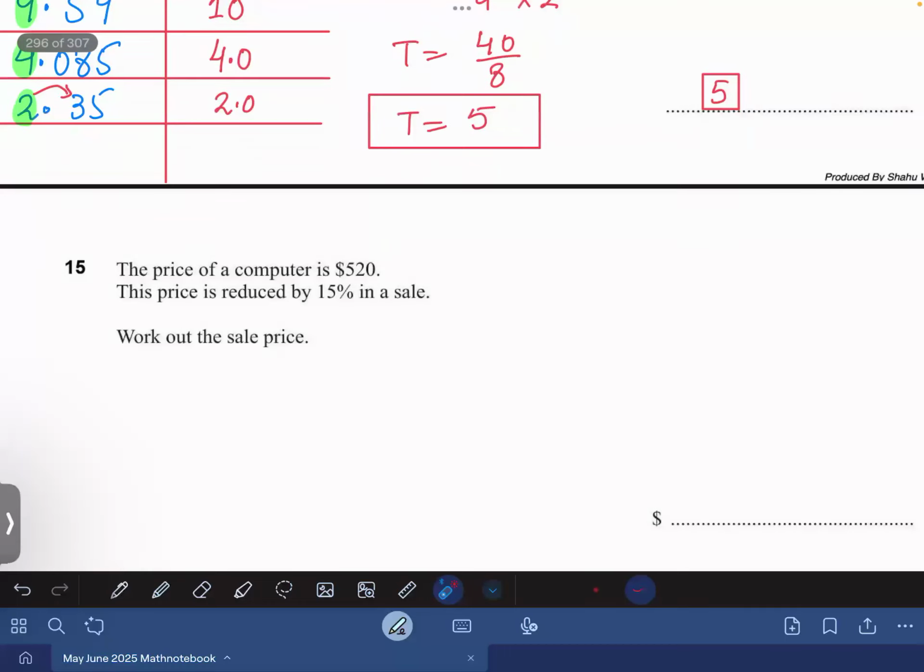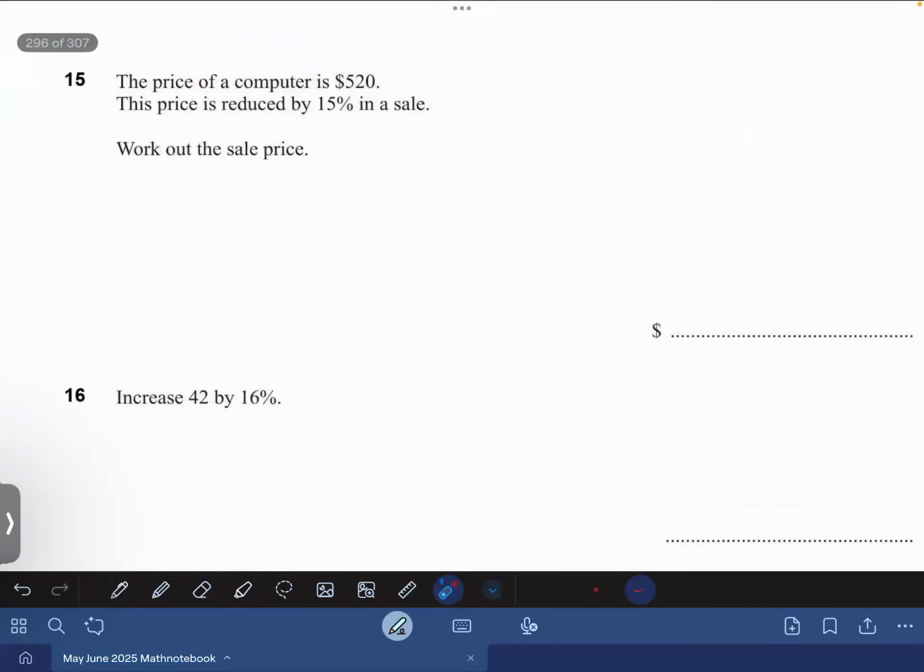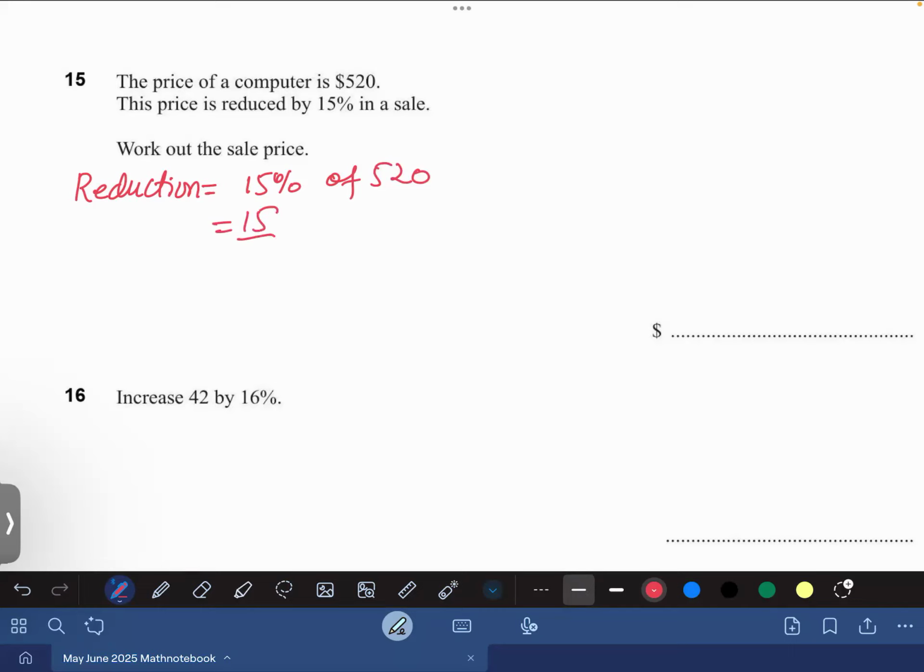Okay, good job. Question number 15. The price of the computer is $520 and the price is reduced by 15% in a sale. Work out the sale price. So remember that first of all, let's find out the percentage reduction. So the reduction is 15% of 520.